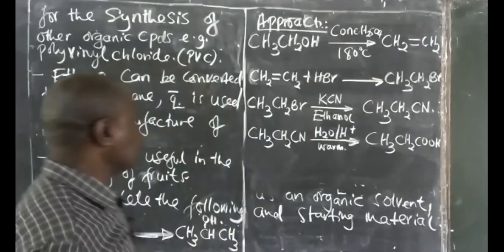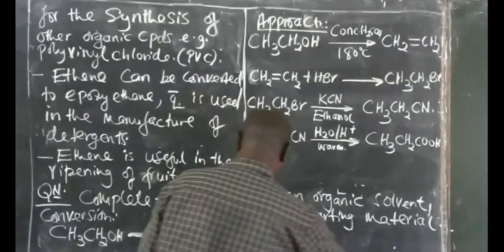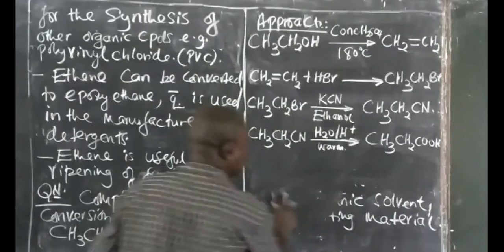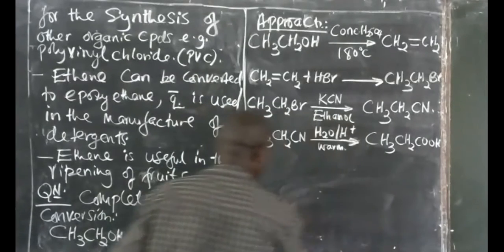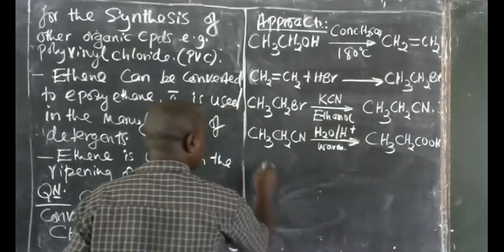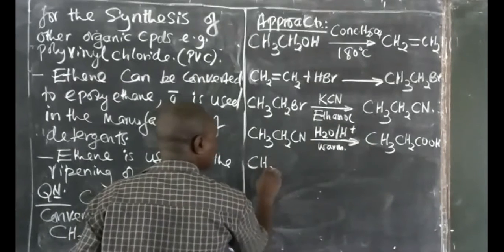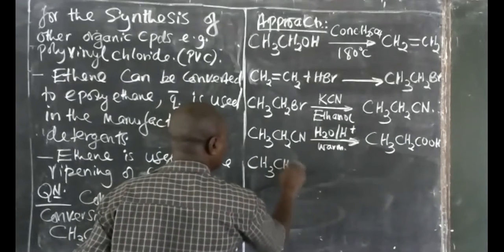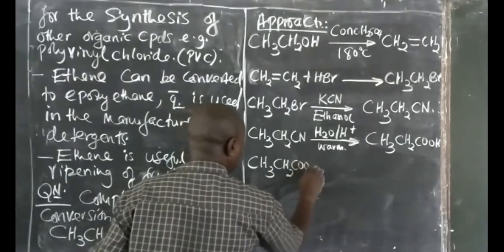Having got propanoic acid, we can now react it to form the acyl chloride, CH3CH2COOH with.